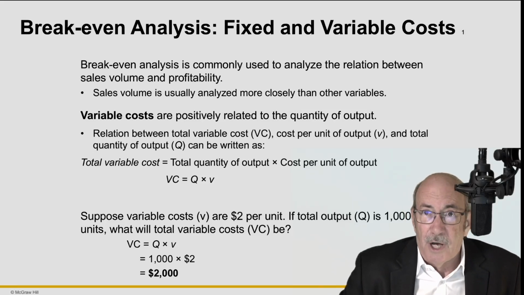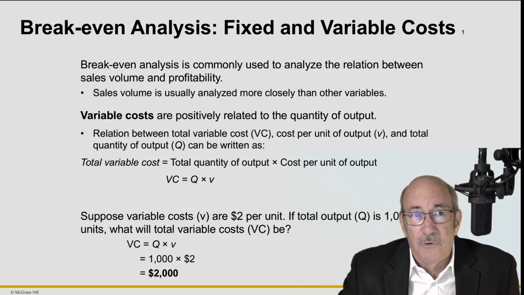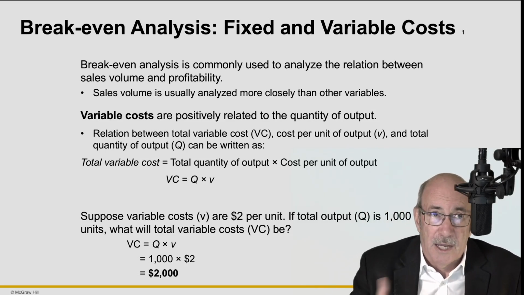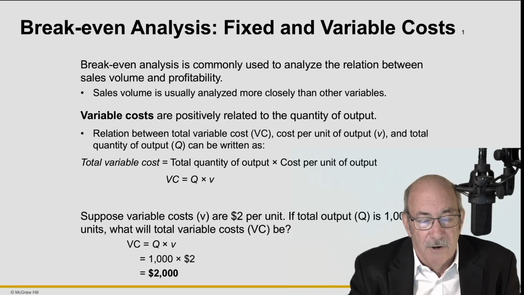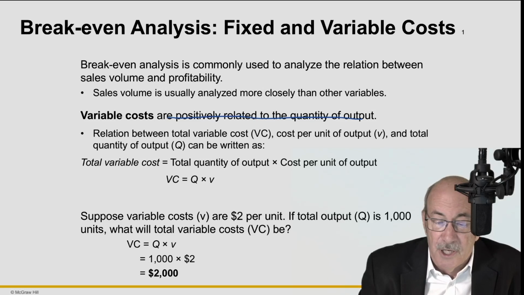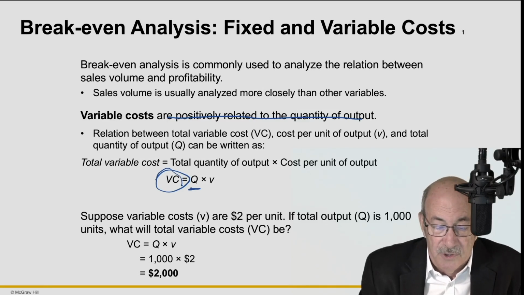All right, so now on to break-even analysis. We're going to look at what the break-even analysis is with regard to variable costs and fixed costs. We're going to look at accounting break-even. We're going to look at cash flow break-even, things of that nature. So first off, we have our variable costs. They're positively related to the quantity of output. And so the total variable cost is the quantity produced times the variable cost per unit.